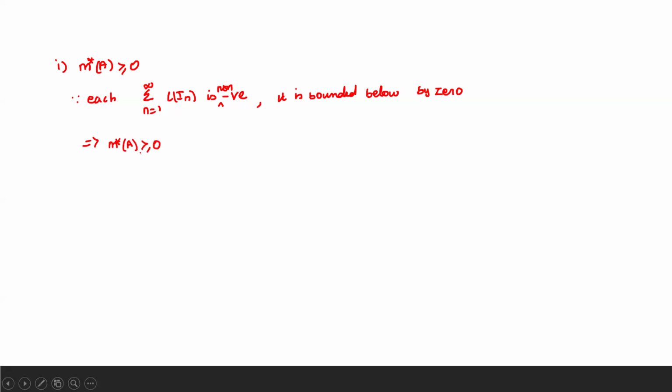Since each sum, with n running over 1 to infinity, of the length of I_n is non-negative, because the length of an interval is always non-negative, and it is bounded below by 0, so that m*(A) is always greater than or equal to 0.